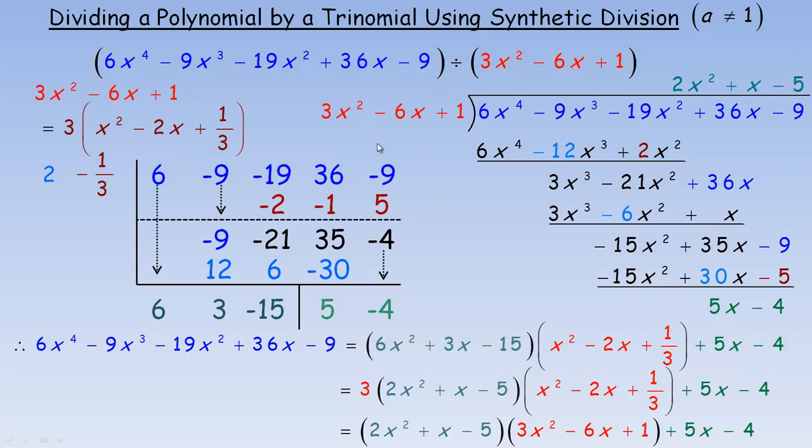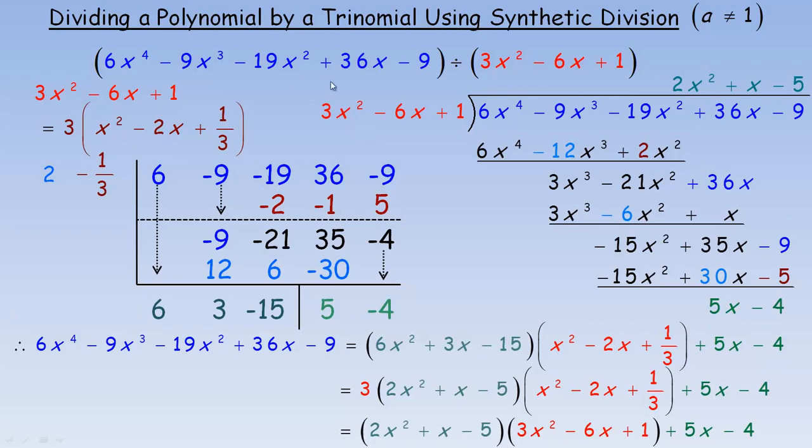The negative 5 gets multiplied by these 3 terms, which are those 3 terms right there. And we subtract. So the negative 15x squared subtracts to 0. 35x minus 30x is 5x, with the same 5 as here. And negative 9 minus negative 5 is the same as negative 9 plus 5, which is negative 4. So the 5x minus 4, or 5 and negative 4, come from here. That's the same numbers that are right there. So that's the remainder.